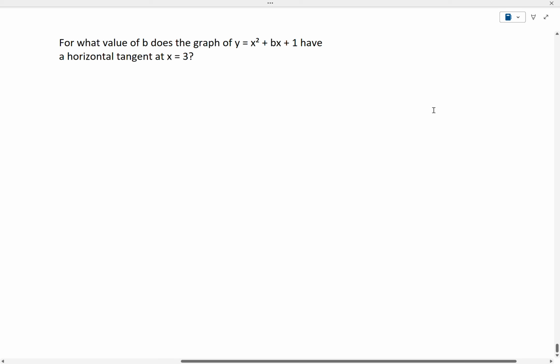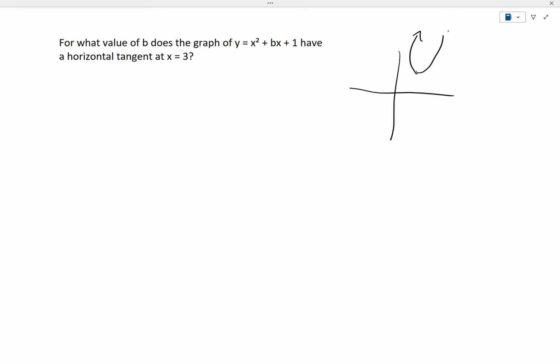In this video we're going to be looking at an equation that involves the derivative and tangent lines. So right here we're looking at, for what value of b does the graph of y equals x squared plus bx plus 1 have a horizontal tangent at x equals 3? Okay, so they're telling me, what value of b does some parabola, I'll just draw it over here. There we go. For what value of b does this parabola have a horizontal tangent at x equals 3?